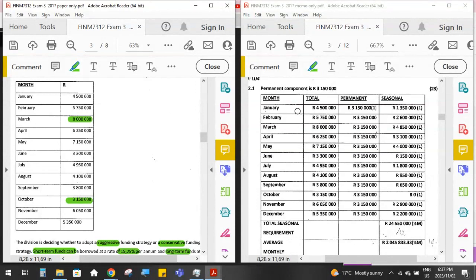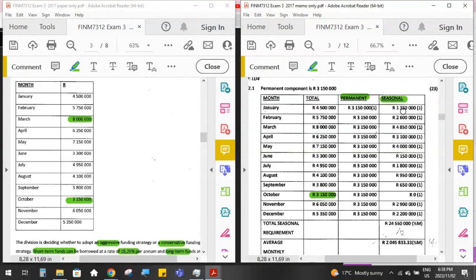So the table that we draw up is we make a table of all 12 months. We write down our total amount that we need in each month. Then we do a column for permanent funding, and that is equal to the lowest amount in any one of the 12 months. That amount is then subtracted from the total for each month. So 4.5 million minus 3.15 million equals 1350. And that's what we call the seasonal funding.